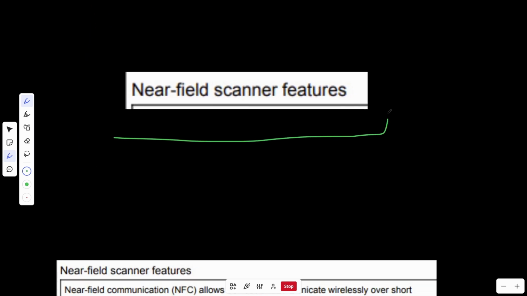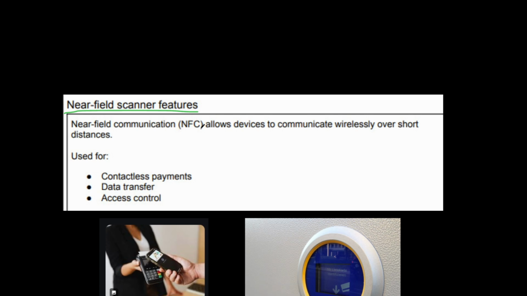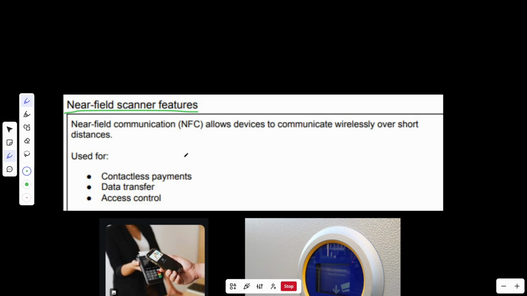Now, near field scanner features. NFC, near field scanner. You do need to know what this is for your exam, and this is going to be covered throughout a few different exam objectives because I'm sticking exactly to the objectives, guys. Now, near field communication, or NFC, make sure you know NFC is near field communication and you know what it does. Recognize it by NFC. You will need to do that for your exam.